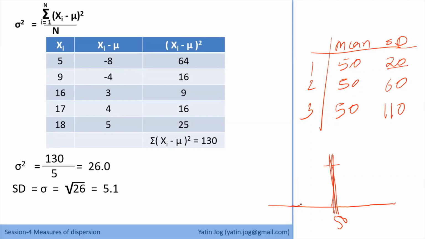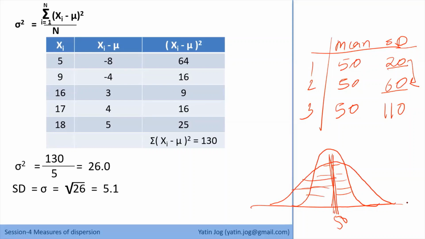So my data set will look something like this, where the saturation is there, the majority of data points are very near to the mean. Then the second data set says the standard deviation is 60. So spread is more compared to the first data set. So my second data set will be something like this. Compared to the first data set, the deviation of all data points from the mean is more.